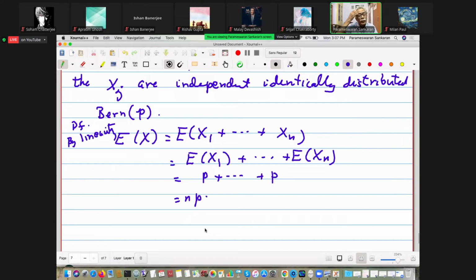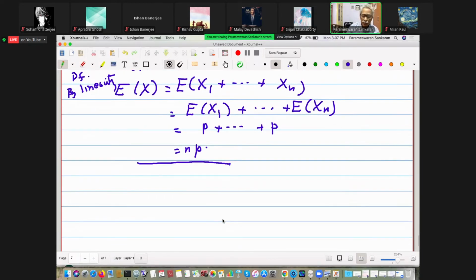There are other ways of doing this. There is another nice way given in the book, and you can do that. Okay. And now I will do one more example.